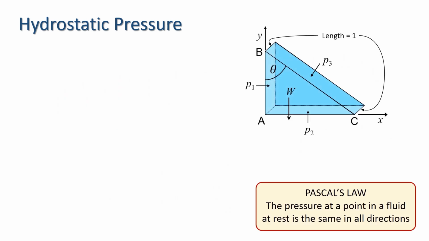Consider a small triangular prism of unit length within a fluid at rest. Since the fluid is at rest, the sum of the forces acting on that prism must be zero. If there's any unequilibrated force, the fluid will flow. Thus, if we consider the forces in the horizontal and vertical directions, we have sigma Fx equals 0 and sigma Fy equals 0. Let's consider first the horizontal forces.